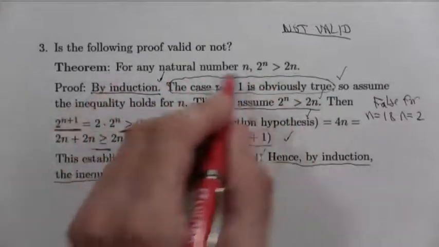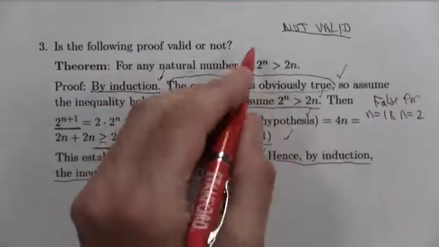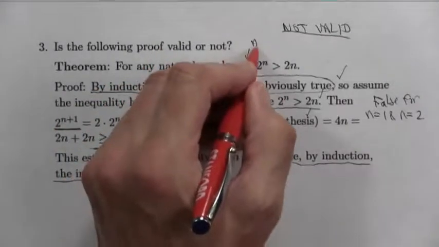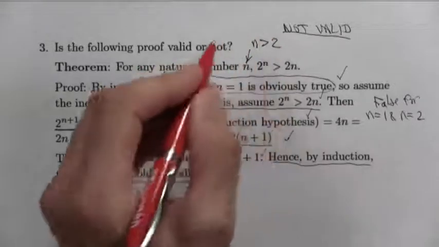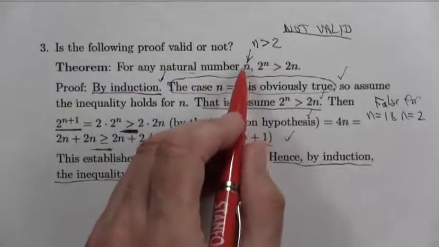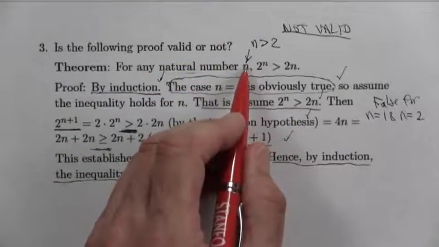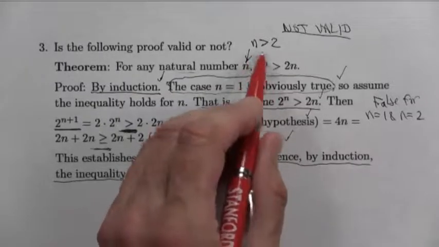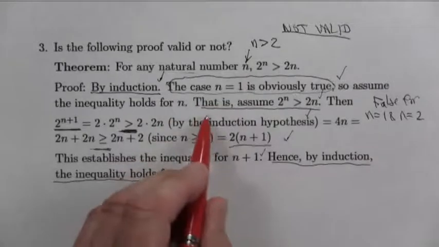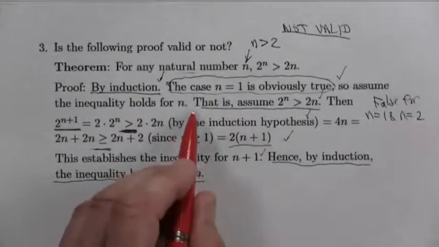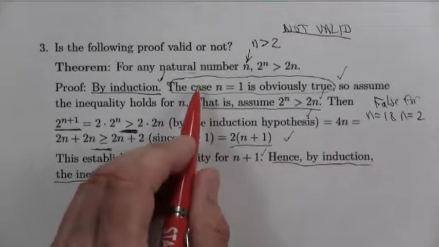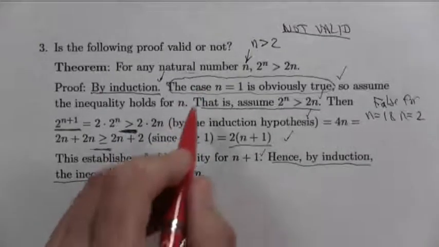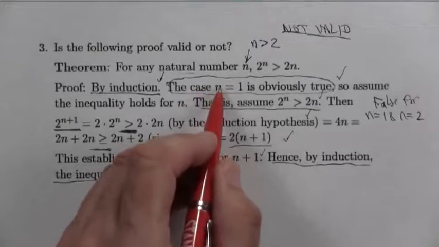If you wanted to turn this into a true result, you would have to say for any natural number n greater than 2, you would have to explicitly exclude the cases n equals 1 and n equals 2. Then you get a true result, because the induction then does hold for n equals 3, the first case, and then this argument's true. This argument is correct. It was the first step that's wrong. So you have to be very, very careful about the assumption at the beginning.